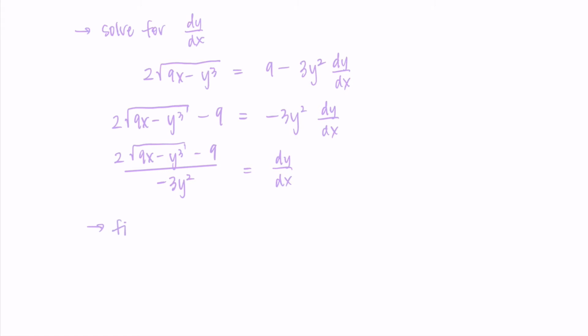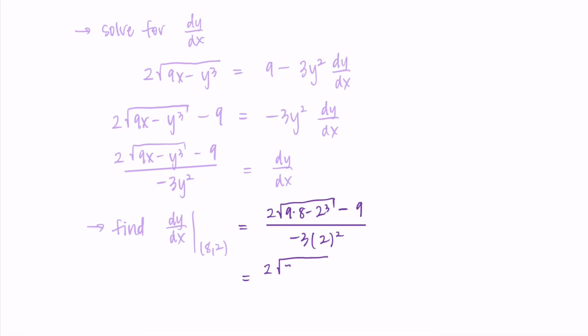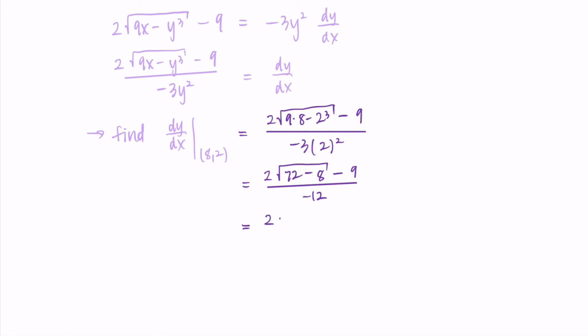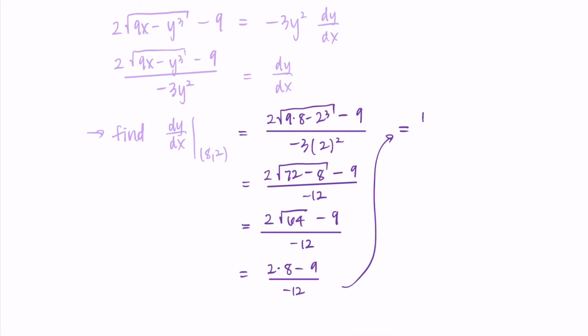Now I just need to substitute in the point (8, 2). So I'm evaluating this derivative at the point (8, 2). So we put 8 in for x, 2 in for y, and we simplify. I'm not going to read out all of these numbers, it's just too much to say. Hopefully you can follow along on the screen. So I'm getting 2 times the square root of 64 minus 9 all over negative 12. That's 2 times 8 minus 9 all over negative 12. So I'm left with 16 minus 9 over negative 12, which is 7 over negative 12. So I'm getting that my value for the slope at (8, 2) is negative 7/12.